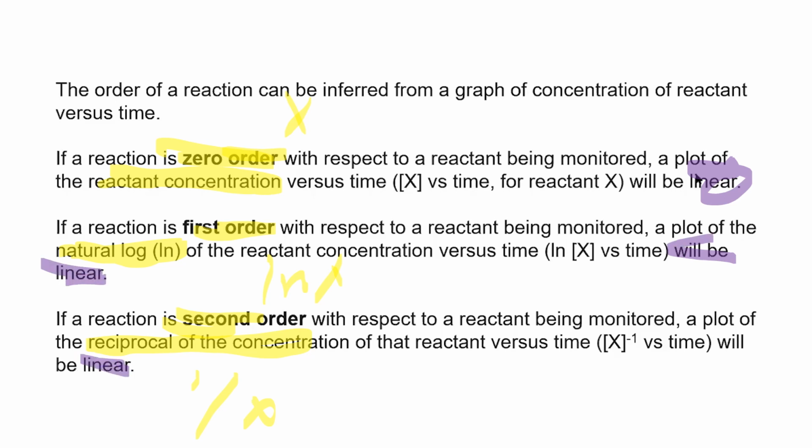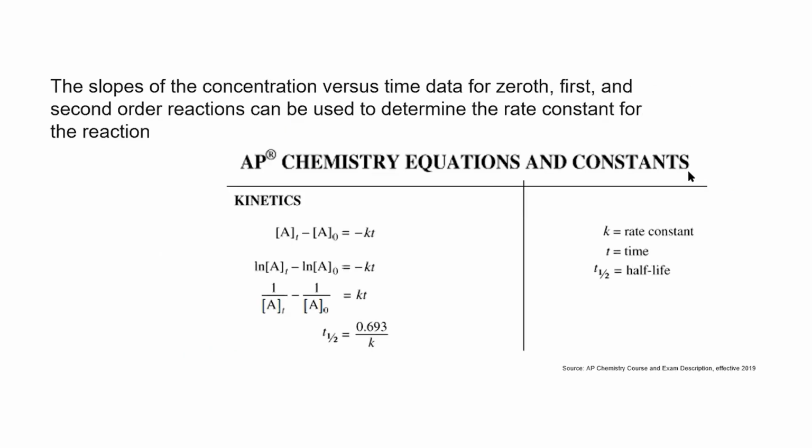Being able to recognize what is linear, that's going to be the key to knowing what type of reaction it is just based on the graph. So here are the equations that you're going to be given. The slopes will be the slopes of the concentration versus time data for 0th, first, and second. They can be used to determine the rate constant of the reaction. It's listed in the order 0th, first, and second, and those are the ones you're going to have to be able to recognize for this particular topic.